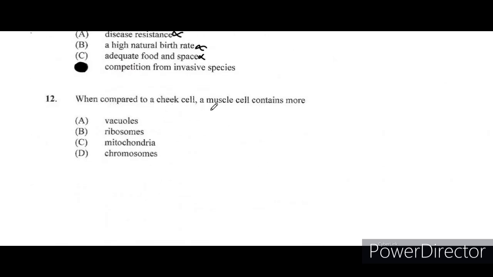Number 12, when compared to a cheek cell, a muscle cell contains more vacuoles, ribosomes, mitochondria, or chromosomes. Mitochondria, because those provide energy. Because the muscles do a lot of work, they would most definitely need more energy than the cheek cells. So, of course, they would have more mitochondria.